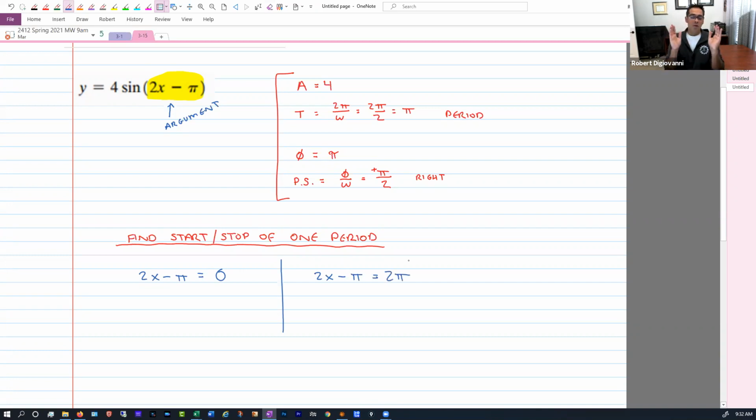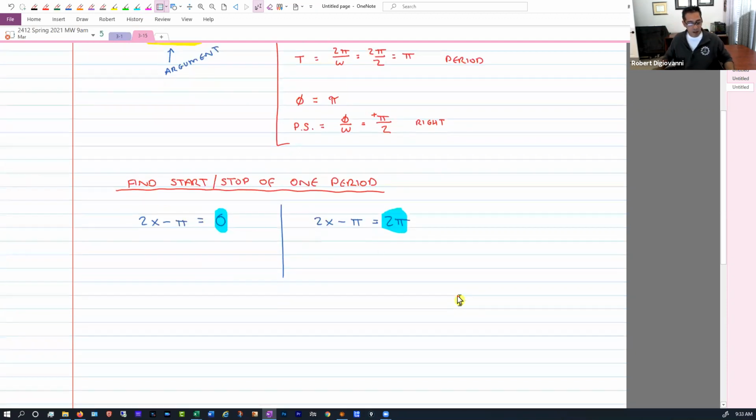So remember, a normal sine curve starts at 0 and ends at 2 pi, right? 0 and 2 pi are the two endpoints of a normal sine curve. What we're doing is we're trying to figure out when this in here will equal 0 and when it will equal 2 pi. You will always use 0 and 2 pi when you're setting up this starting and stopping. And then what we're going to do is solve for x.